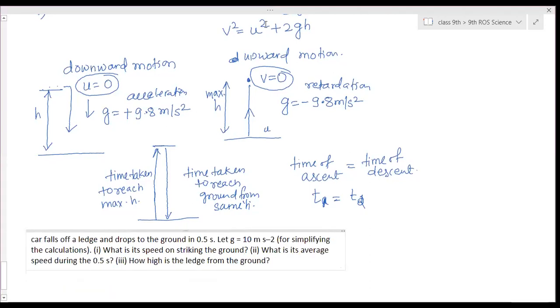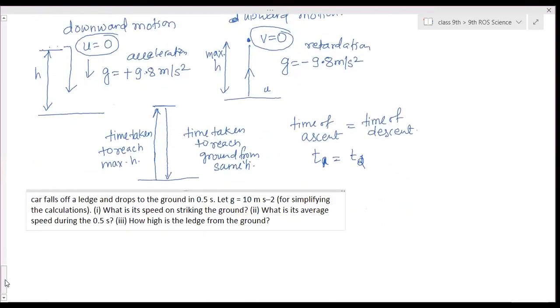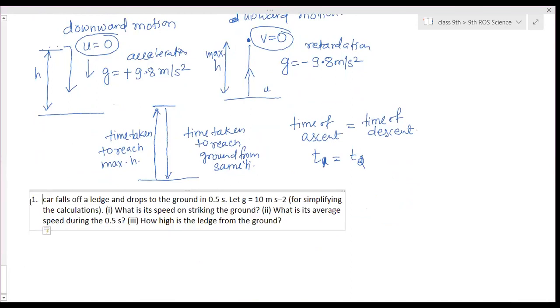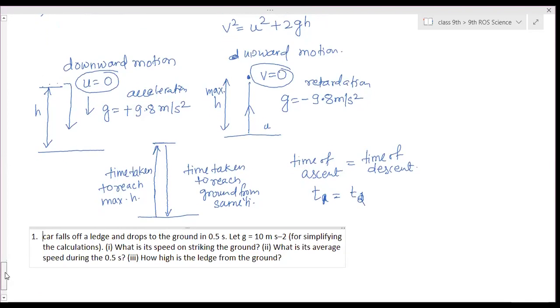First numerical based on this. You have written this part? Yes, ma'am. For downward motion, upward motion, time of ascent, time of descent, that you have written. Yes, ma'am. Another question based on this. Time of ascent, time of descent. We didn't write the definition, but it is only with the diagram that you can understand easily. Yes, ma'am, we wrote.